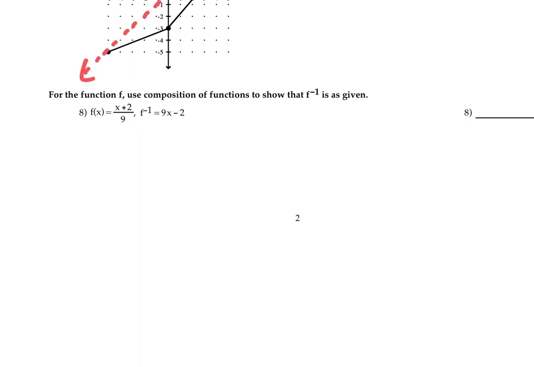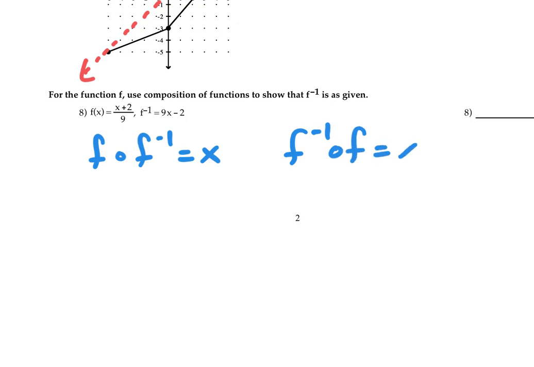Okay, on this one here, we're simply just doing composition. And in order to show this, we need 2 things to happen. F follows F inverse equals X, and F inverse follows F equals X. All we're going to do is plug the 2 functions into one another and show that they equal X. Now the key word here is show. It's not a yes or no question. It's just show the work to show that these 2 are inverses of one another.